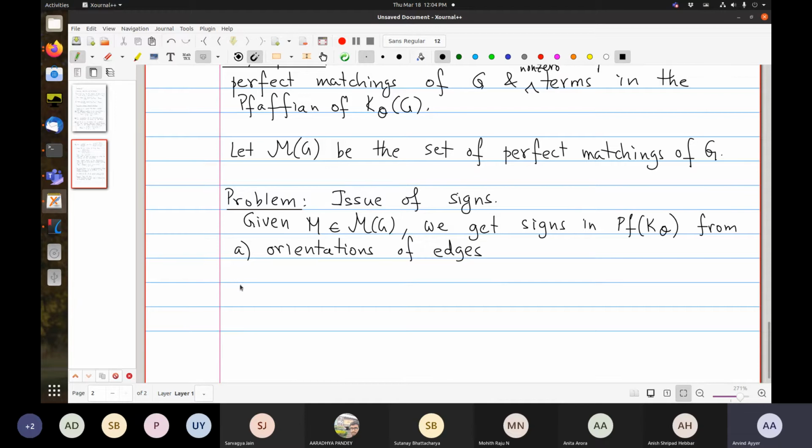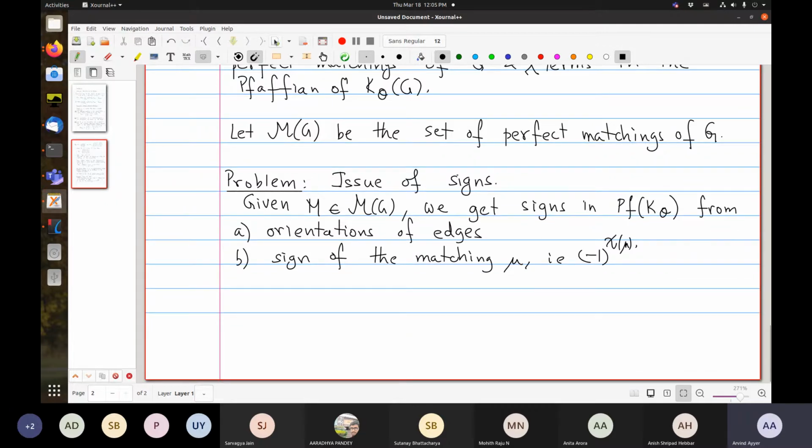get a sign. Also, the sign of the permutation, or the sign of the matching, mu, i.e. (-1)^chi. Okay. So both of these things are contributing to the sign. So one way out, a trivial way out, is to work with something called the Hafnian.